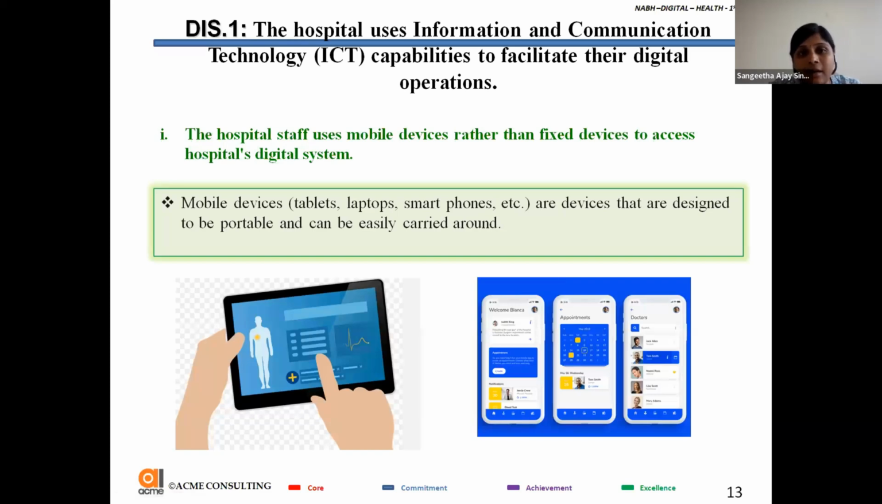Finally, NABH recommends using mobile devices rather than fixed devices for good accessibility. Why? Because mobile devices like tablets, laptops, and smartphones can be carried anywhere inside the hospital, and they are very easy to use. You don't have to wait for broadband networking and all. You can just use them with the help of Wi-Fi.